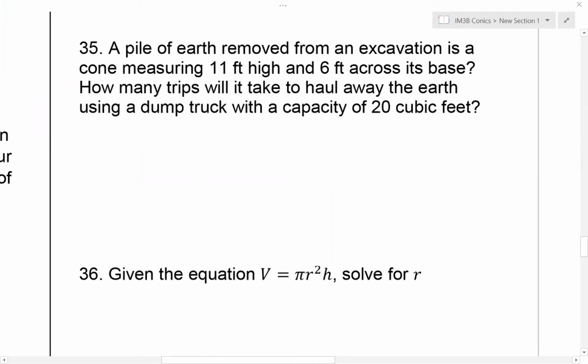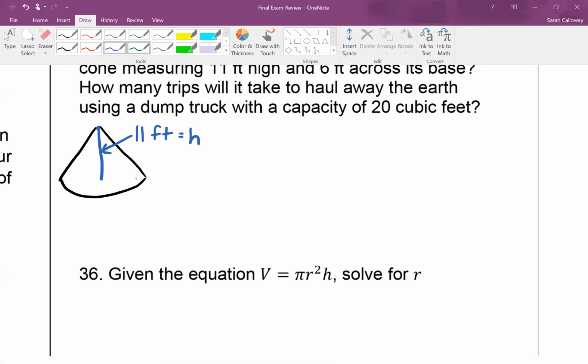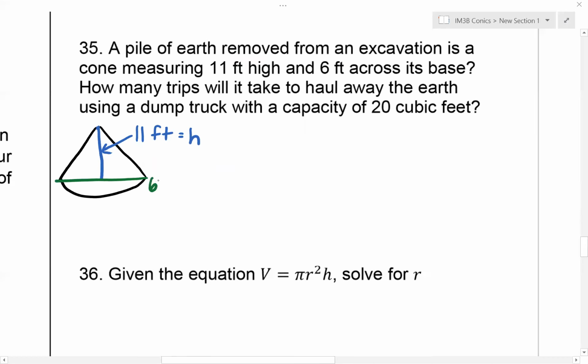Okay, so for 35, we have a pile of earth removed from an excavation site is a cone measuring 11 feet high and 6 feet across from its base. So let's kind of sketch out a cone. So we've got a cone. 11 feet is the height. And then if it's 6 feet across, that means that's the diameter.